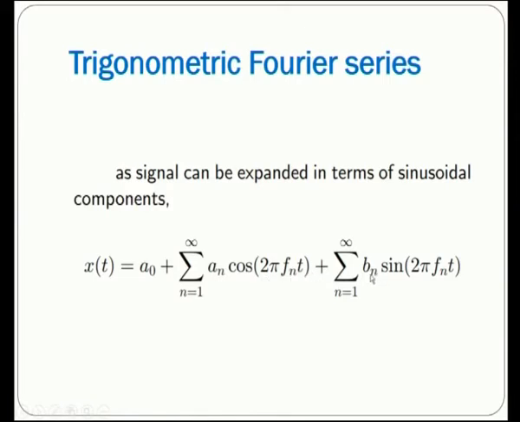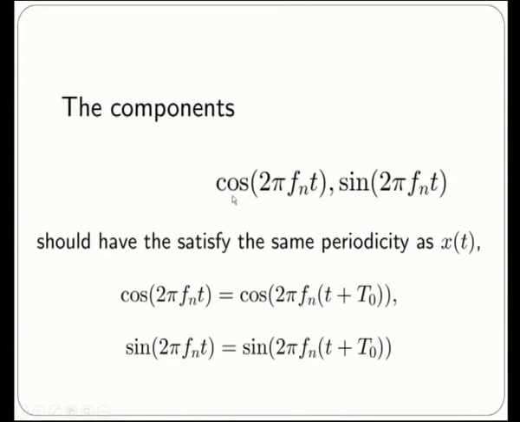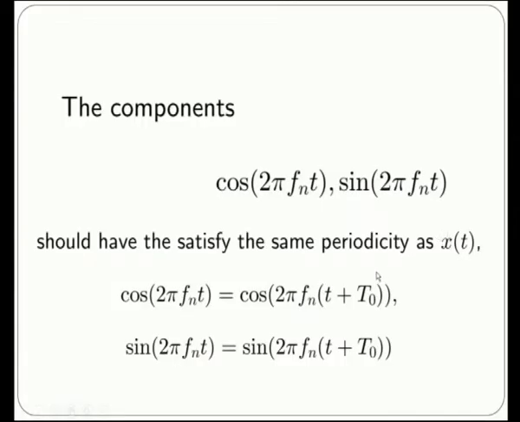B n is the coefficient of the sinusoidal signal, where the components cos 2 pi f n t and sin 2 pi f n t should be periodic. If it is periodic, then it should satisfy this condition: x of t equal to x of t plus t naught. So, the time is varied with respect to the fundamental period t naught.